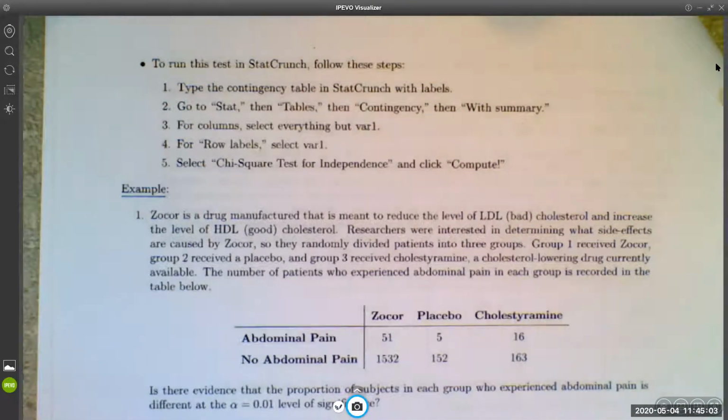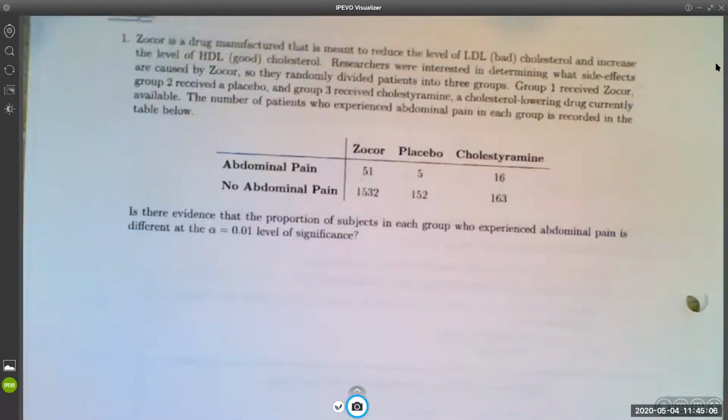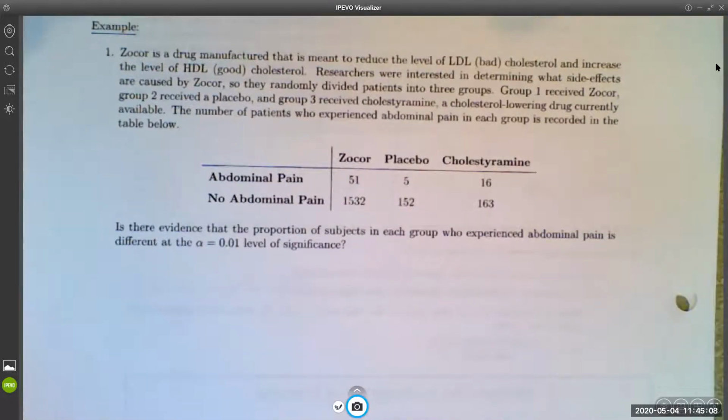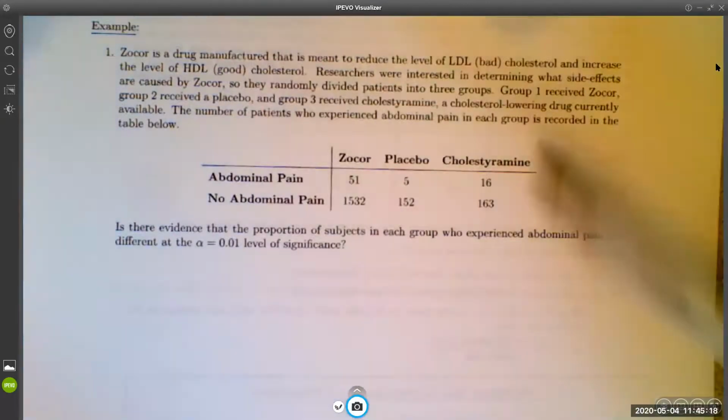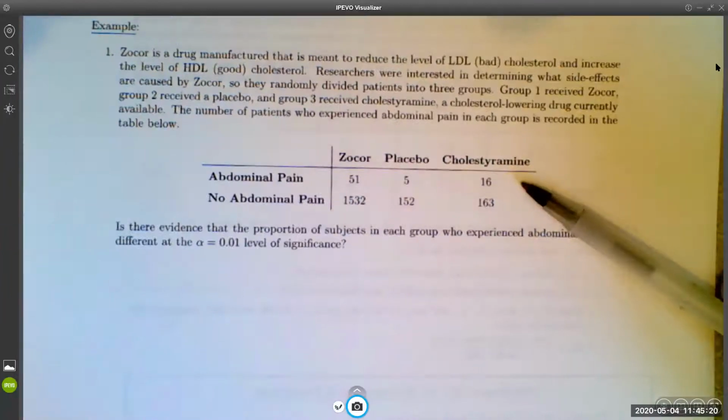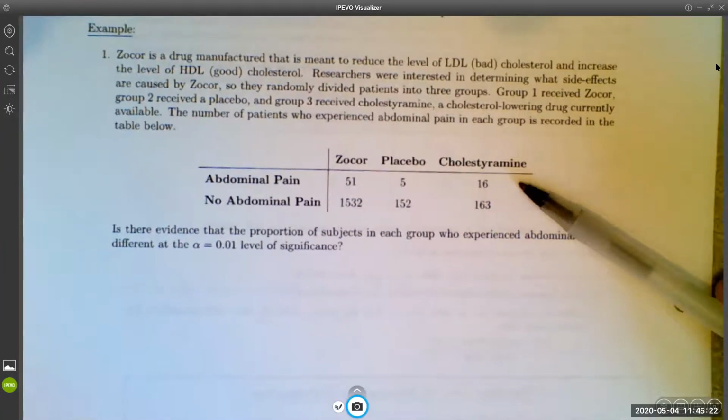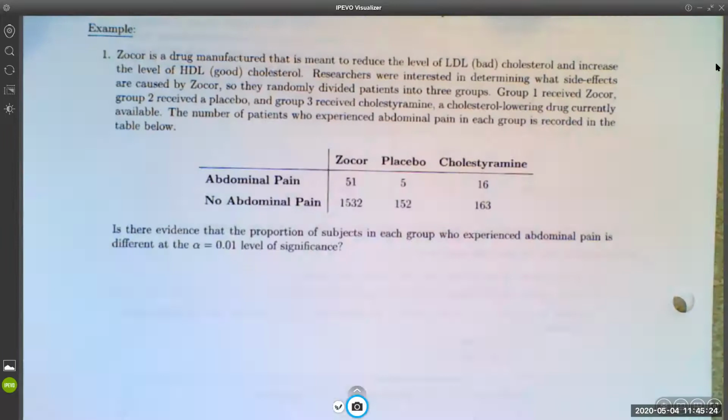So let me walk you through one of these. We'll finish this cholesterol example. Zocor is a drug manufactured that's meant to reduce the LDL cholesterol and increase the HDL cholesterol. Researchers came up with these results. We already walked through this example. It says, is there evidence that the proportion of subjects in each group who experienced abdominal pain is different at the 0.01 level of significance?